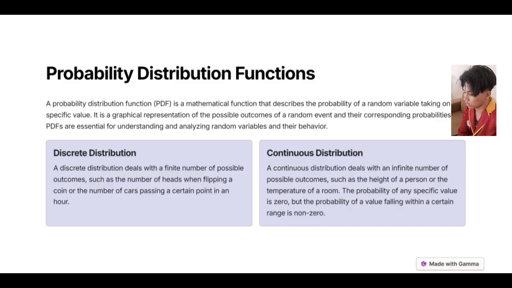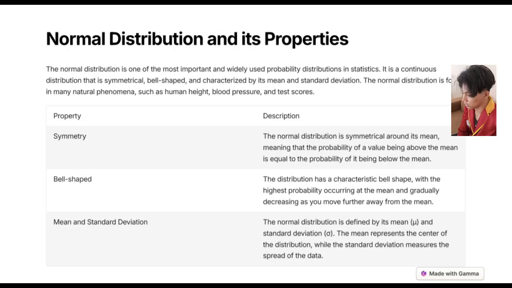Discrete distribution. A discrete distribution deals with a finite number of possible outcomes, such as the number of heads when flipping a coin or the number of cars passing a certain point in an hour. Continuous distribution. A continuous distribution deals with an infinite number of possible outcomes, such as the height of a person or the temperature of a room. The probability of any specific value is zero, but the probability of the value falling within a certain range is non-zero.